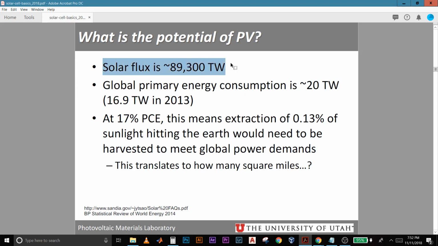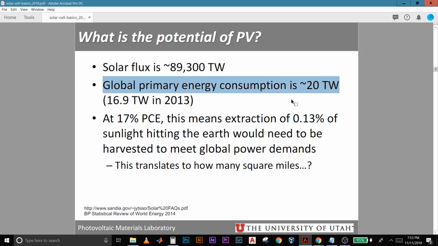It's about 90,000 terawatts. Now the global primary energy consumption, that's the total amount of energy which is consumed by the entire population of the earth in 1 year, is about 20 terawatts. To be more precise, it was about 16.9 terawatts in 2013. The current global primary energy consumption is about 20 terawatts.